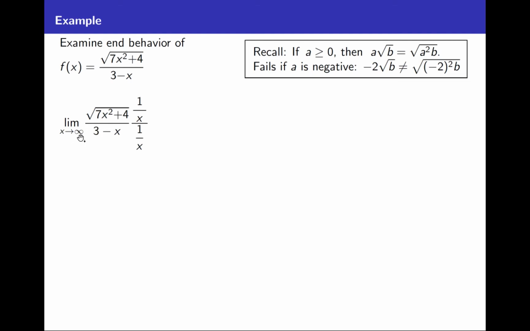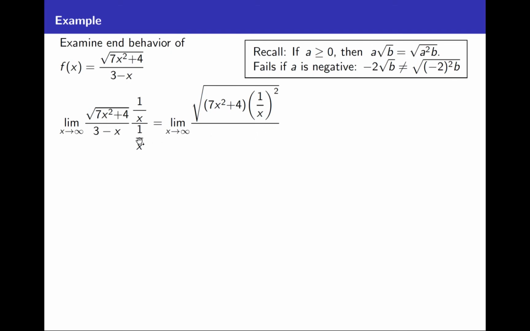Now that hasn't changed anything because we're just multiplying by 1. Here x is going to infinity, so 1 over x is a positive number, has a positive value. It might be pretty small, but it's positive. So because it's positive, that 1 over x, it's allowed to come into the radical as a 1 over x squared, as we did here. So let's try that. On top, the 1 over x, we're bringing it inside the radical as its square. We're applying this algebraic rule.